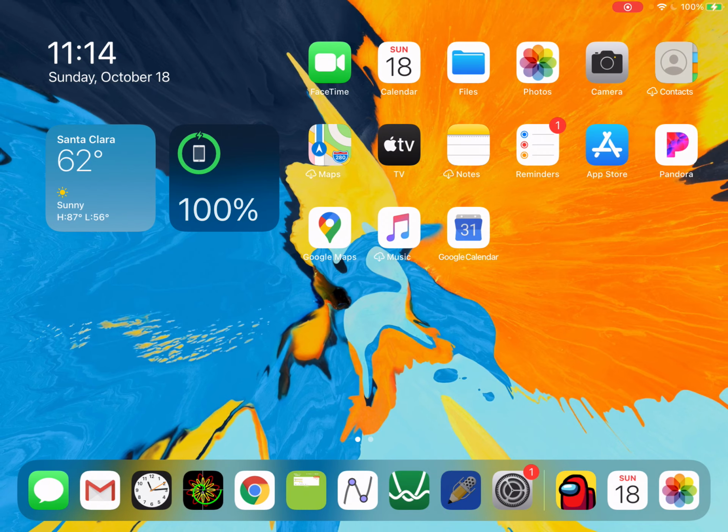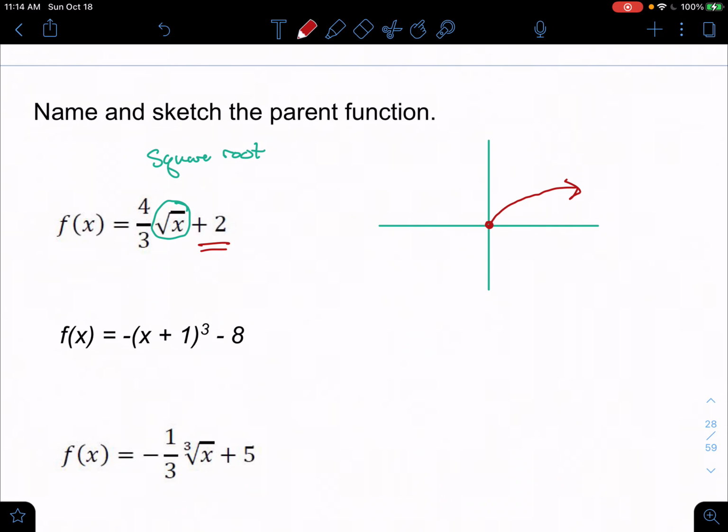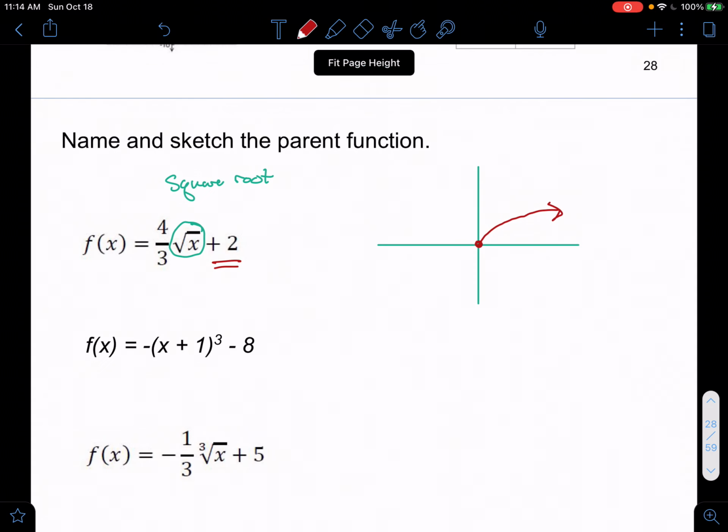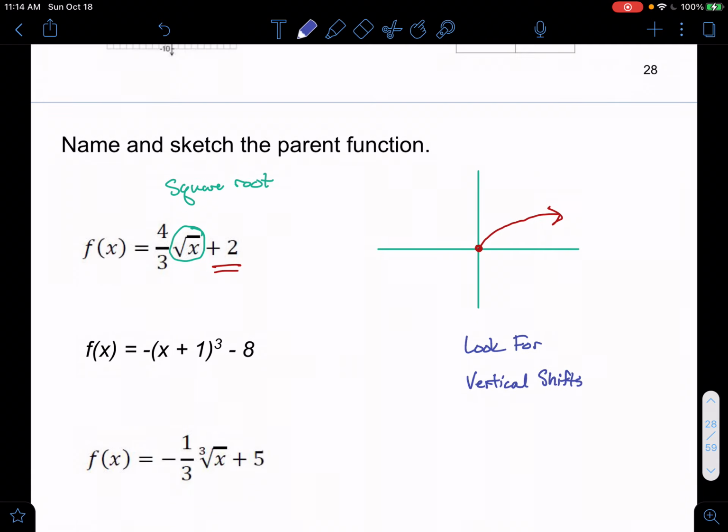Now, how do we use that with what we are talking about here, right? So a couple of things we want to look for. When we are looking at these functions, one of the things we're going to be discussing is the actual transformations of them. So what we want to look for is vertical shifts and horizontal shifts. Remember that the horizontal shifts are going to happen inside, whereas the vertical shifts are going to happen outside.